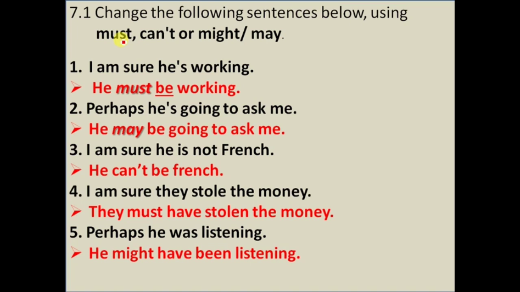Let me remind you: must means you are 100% sure that something is true. Can't means you are 100% sure that something is not true. May or might means only 50-50 probability; you are not sure. So let's see. I'm sure he is working. I'm sure shows 100% certainty and the sentence is positive, therefore must.